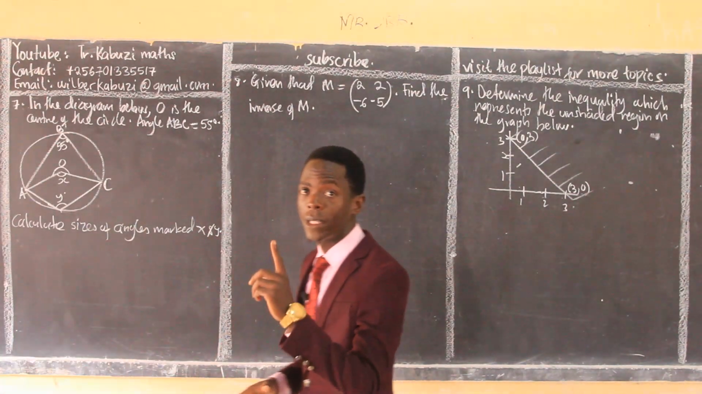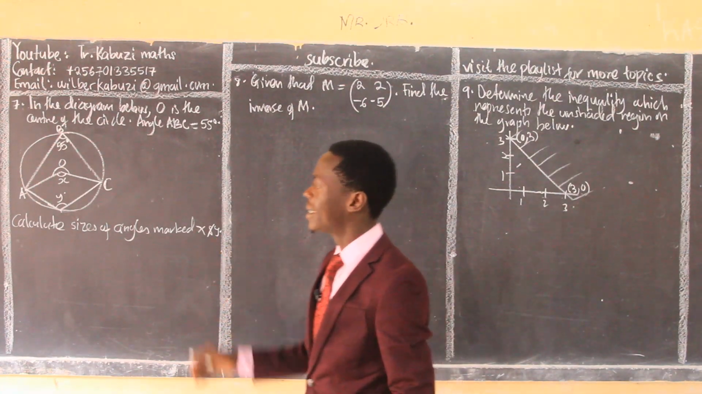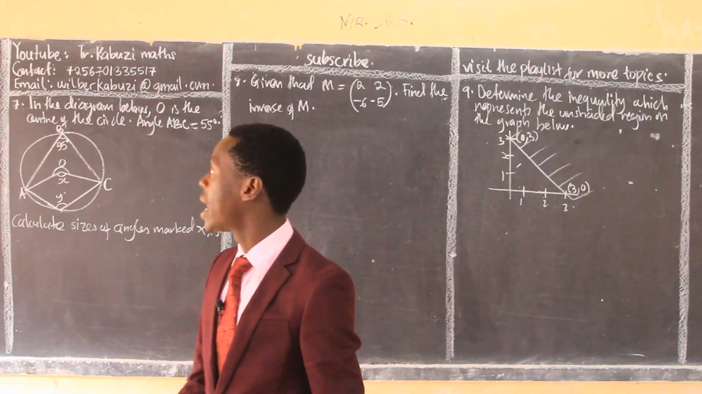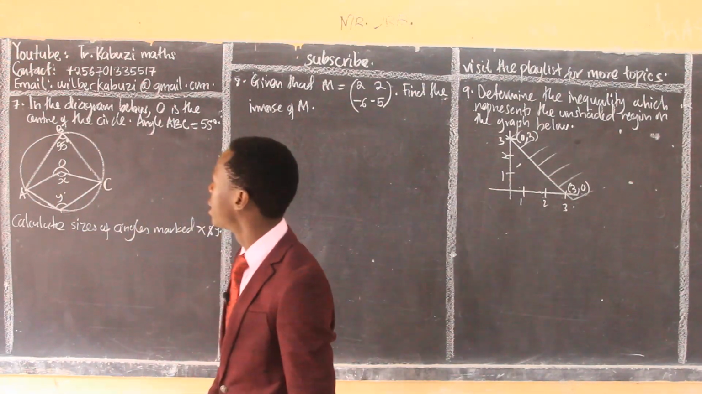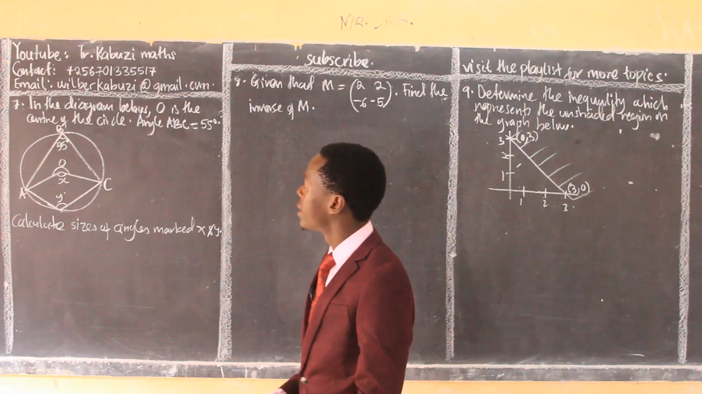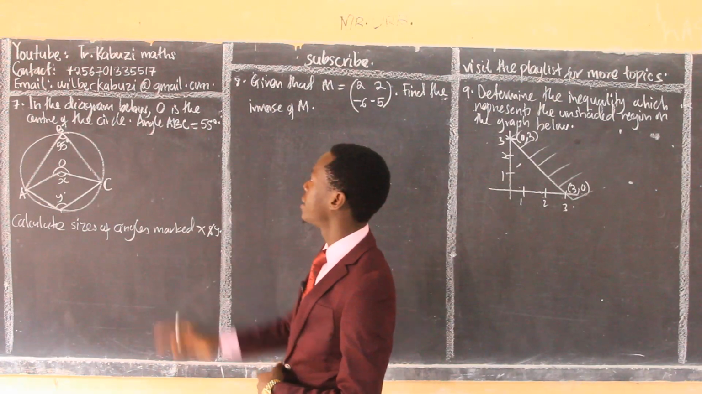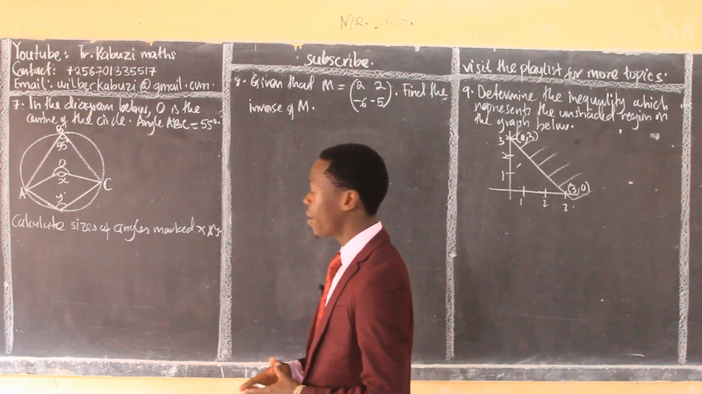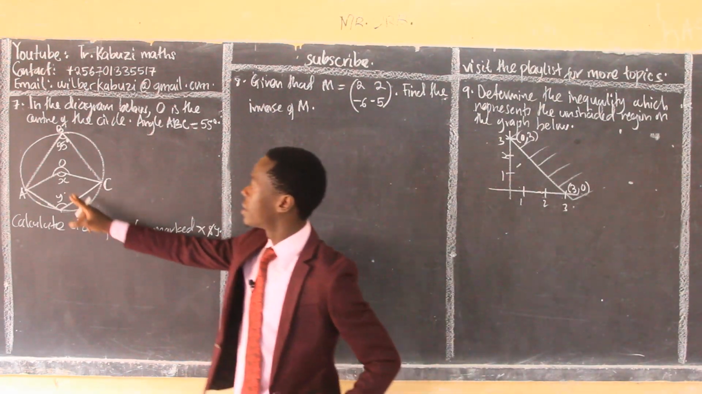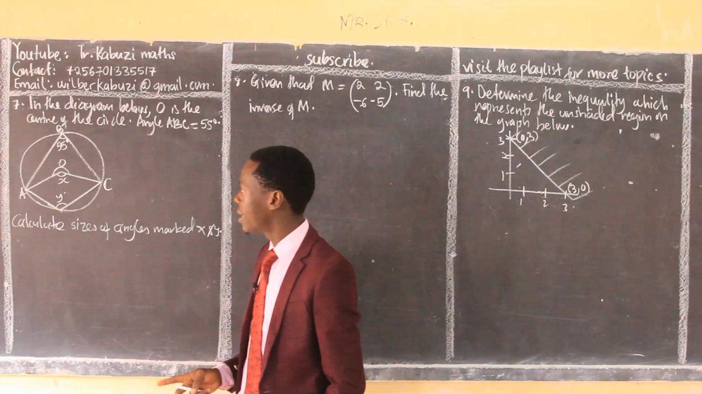Our next problem was coming from circles. This number was coming from circles, and that was number 7. It says in the diagram below, O is the center and angle B is 55. Calculate the size of angles marked X and Y. So this is X and this is Y. I want to get the size of those angles.